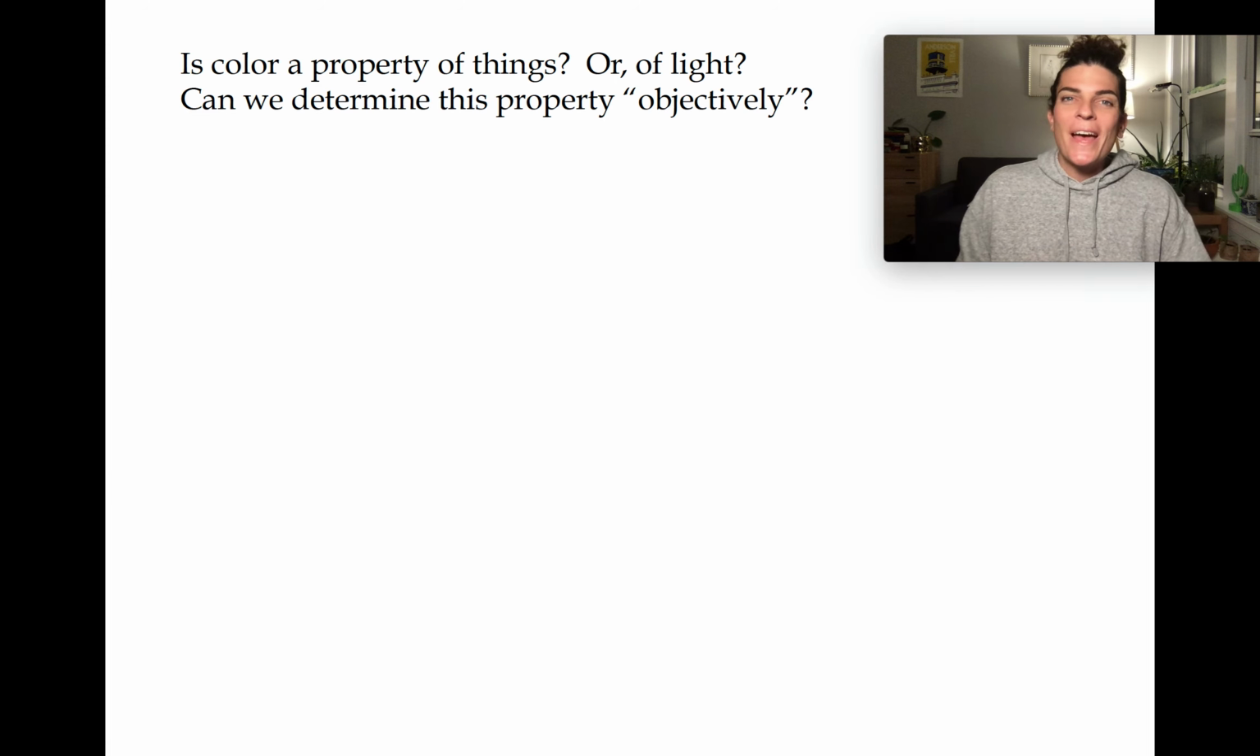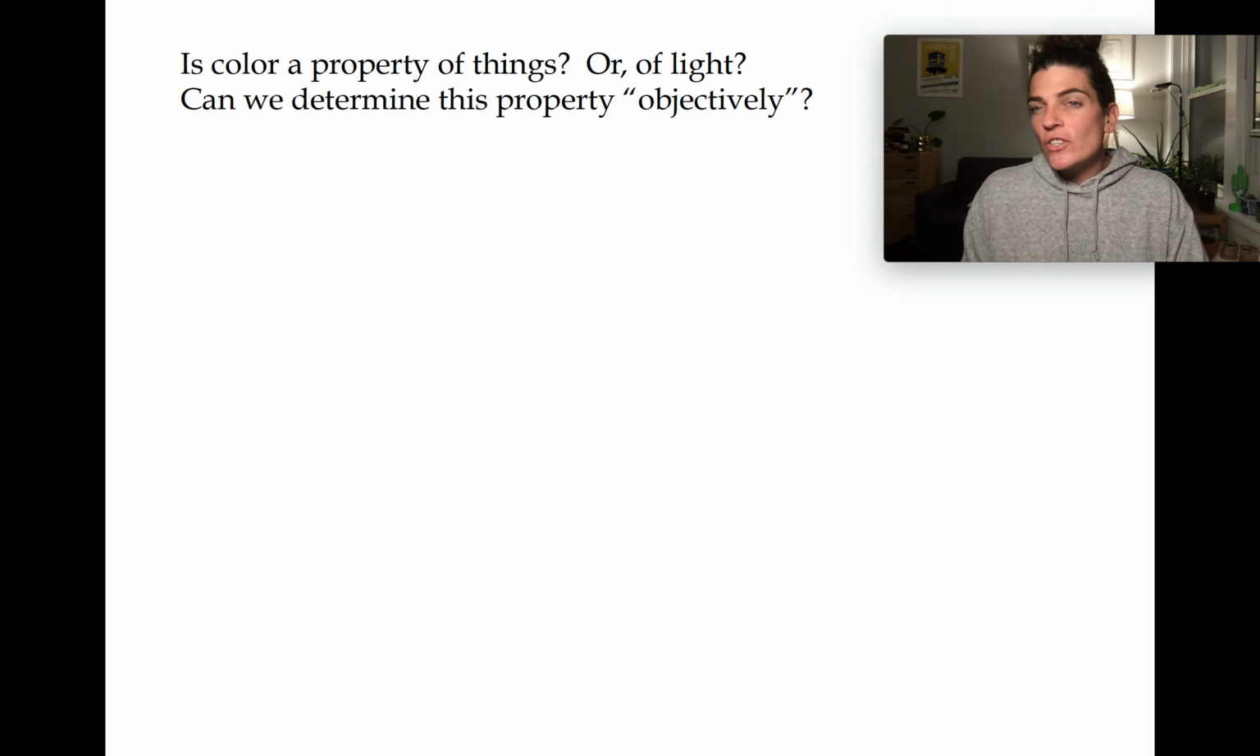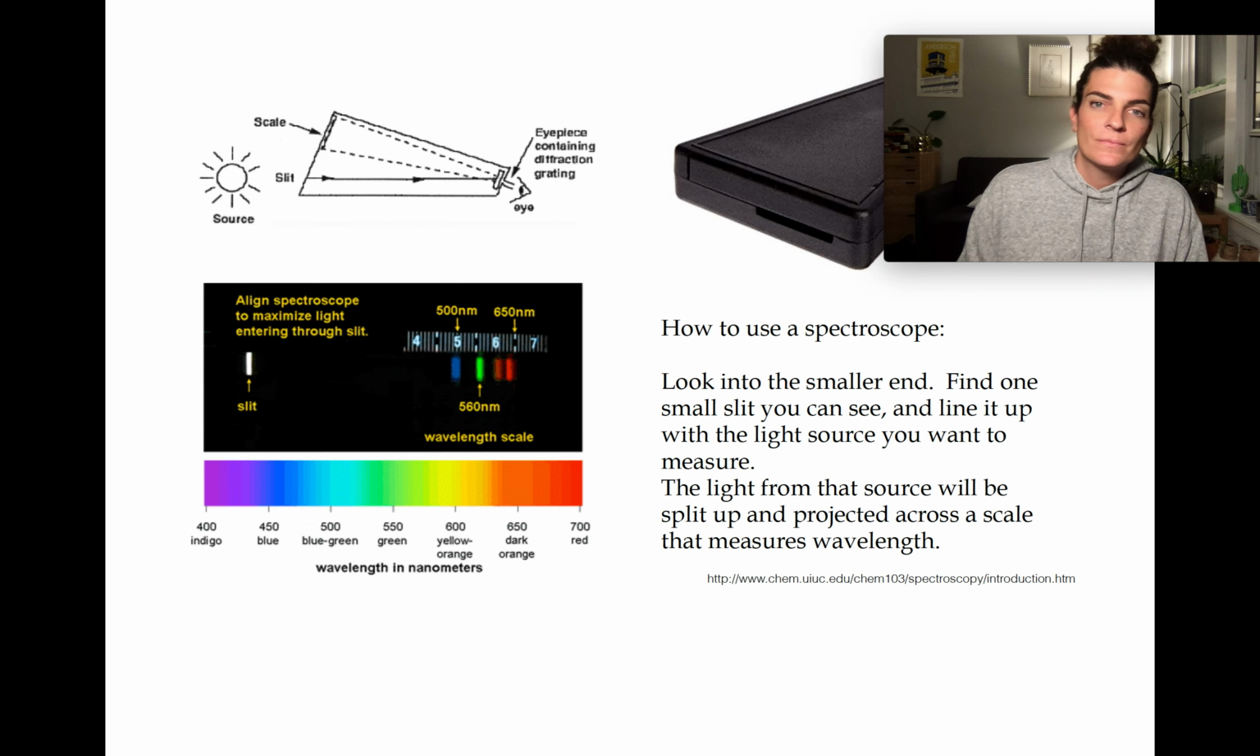So this brings us back to the original question, which is: is color a property of things, or is it a property of light? And can we determine this property objectively? Is the observation of color objective? The answer, of course, is that it's not, and it is not a property of things, and it is also not really even a property of light.